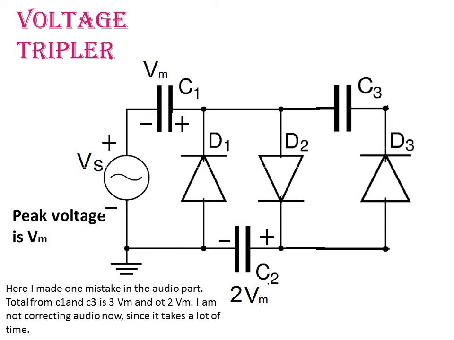Up to the C2 charging, we have already explained, and it is exactly the way in which we explained it for the case of the doubler. C1 will have Vm potential and C2 will have 2 Vm potential. Now we will see what will happen when diode D3 conducts. In order that the diode D3 conducts, it should be forward biased, which will happen only during the negative cycle.